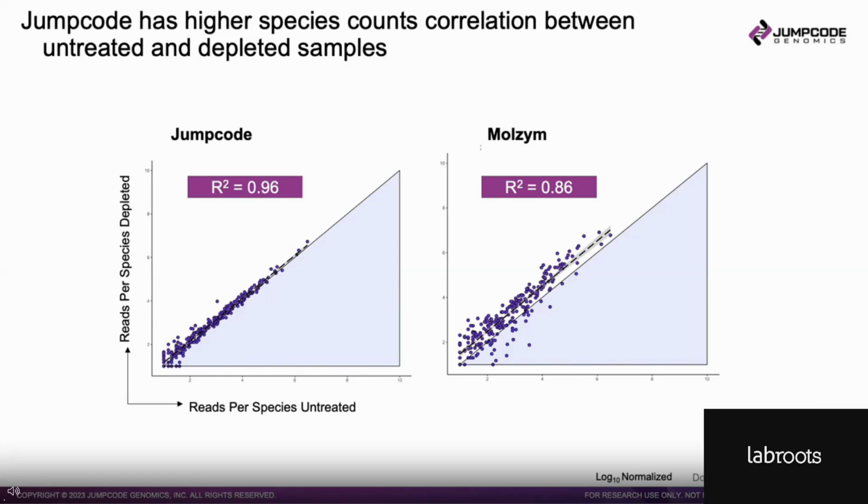We notice a high level of correlation with the Jumpcode host depletion kit, with an R-squared of 0.96. On the other hand, the MolYsis Basic5 gave an R-squared of 0.86. This metric further shows that the Jumpcode human DNA depletion kit outperformed the MolYsis Basic5 kit.